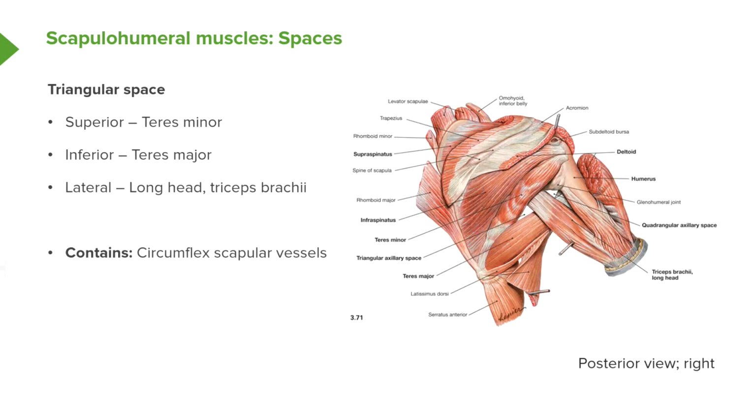If we move on to the next slide, we can actually see, if we just remember the quadrangular space, we can pick it up again here, and now we can see that the superior boundary is teres minor. So in this posterior view of the right shoulder, again we can see superiorly now we have teres minor, inferiorly we have teres major, laterally we have the surgical neck of the humerus, and medially we have triceps brachii, the long head. And again we can see the quadrangular space.